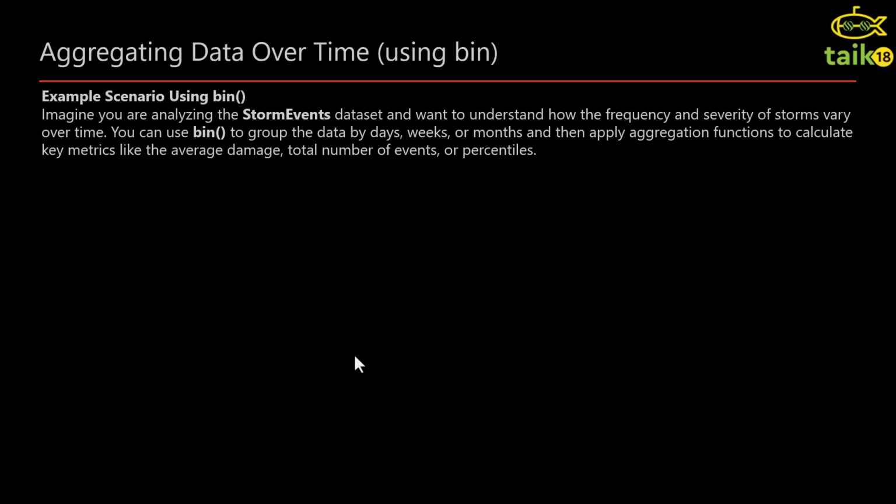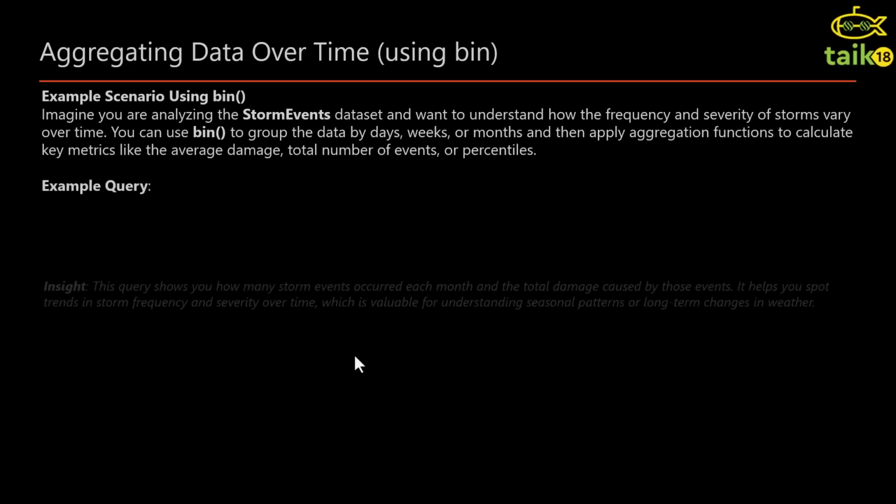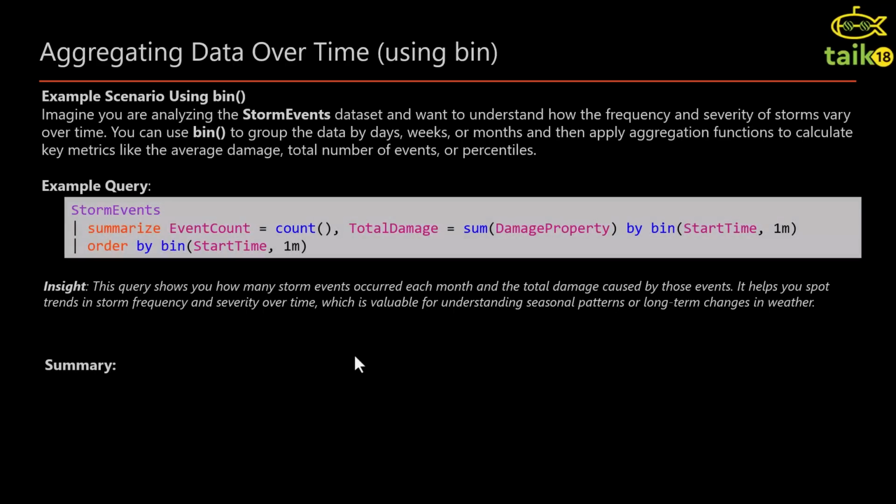So again, if you are analyzing storm events and you want to understand how the frequency and severity of storms vary over time, you can use bin to group the data by days, weeks and months, and then apply aggregation functions to calculate key metrics like average damage, total number of events or percentile. This query shows how many storm events occurred each month and the total damage caused by these events. It helps to spot trends in storm frequency and severity over time, which is valuable for understanding seasonal patterns or long-term changes in weather. So you see, this is really insightful.